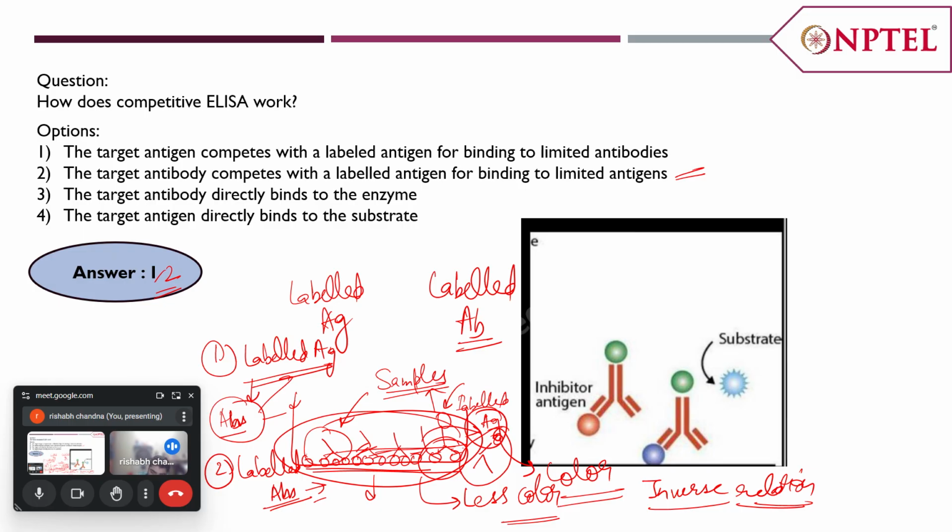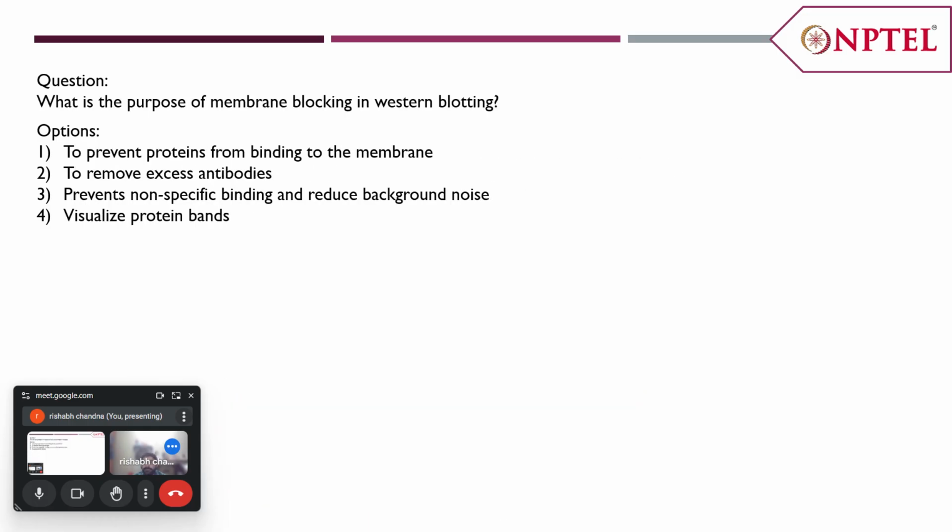Any doubts in this question? Okay, if not, then we'll move on to the next question. The purpose of membrane blocking in Western blotting is, what can be the correct answer?